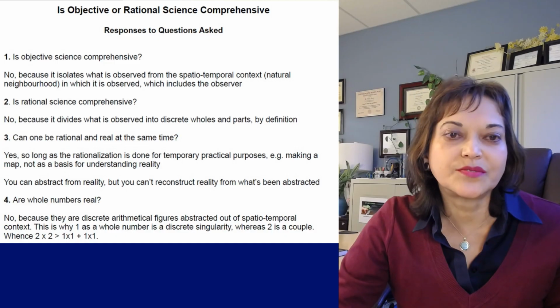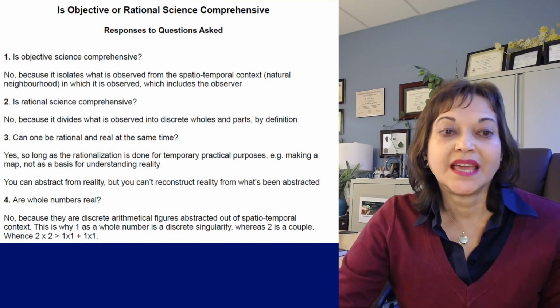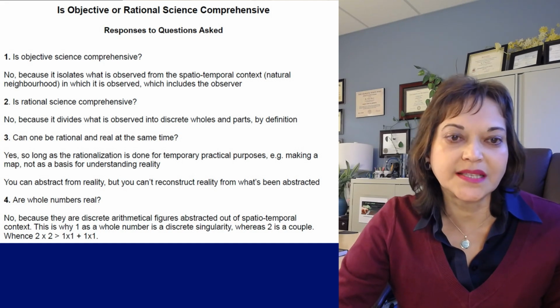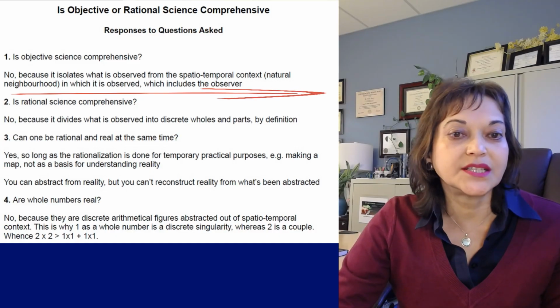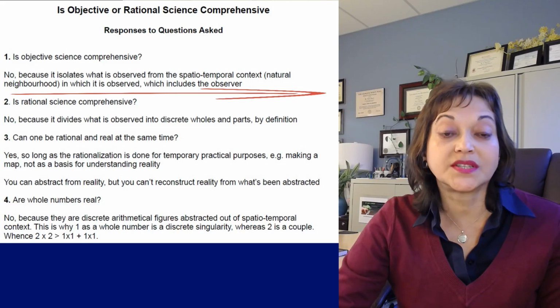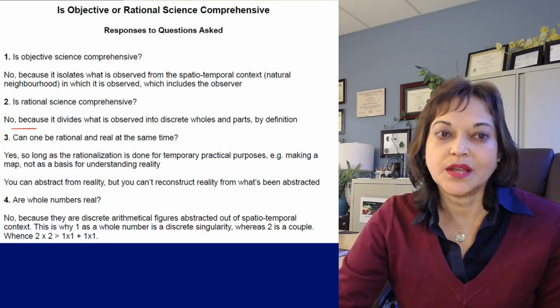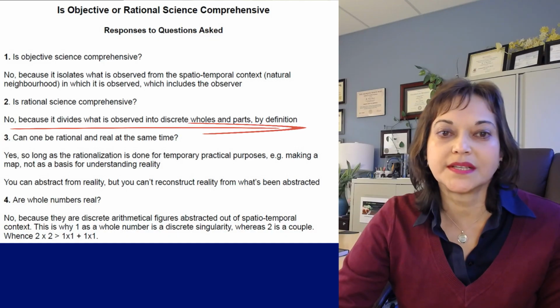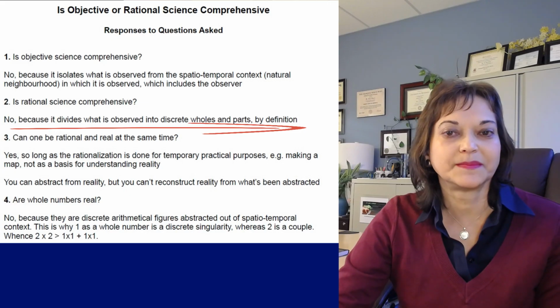Here are Alan's responses to the questions I asked in the workshop. Is objective science comprehensive? Alan: no, because it isolates what is observed from the spatiotemporal context, which is natural neighborhood, in which it is observed, which includes the observer. Is rational science comprehensive? Alan: no, because it divides what is observed into discrete wholes and parts by definition.